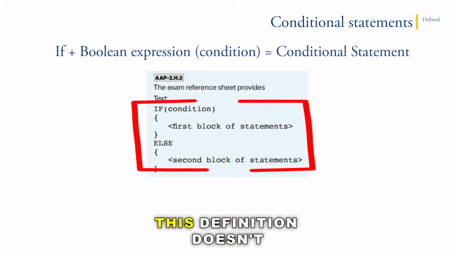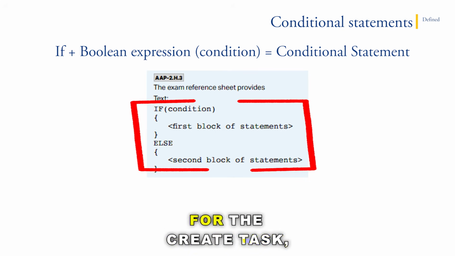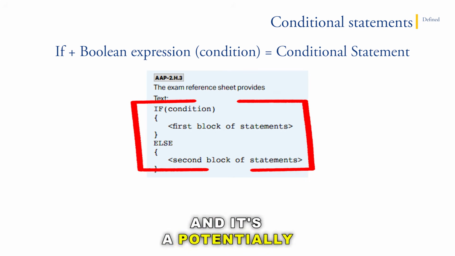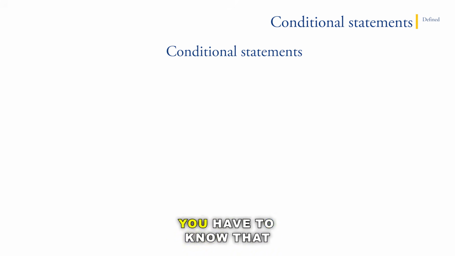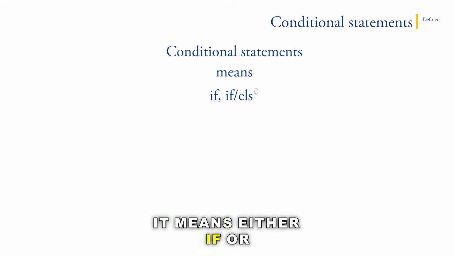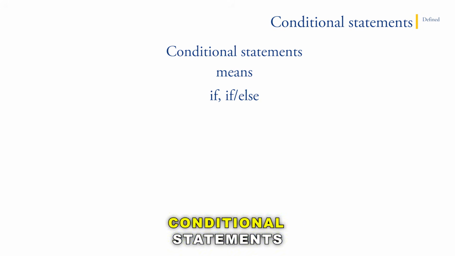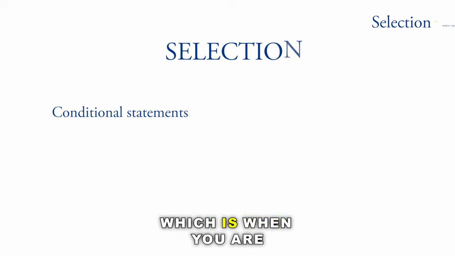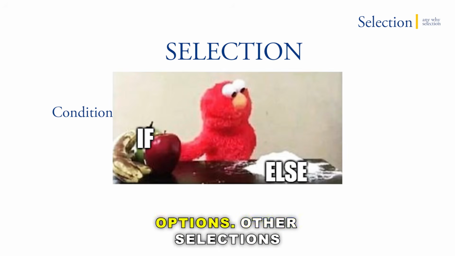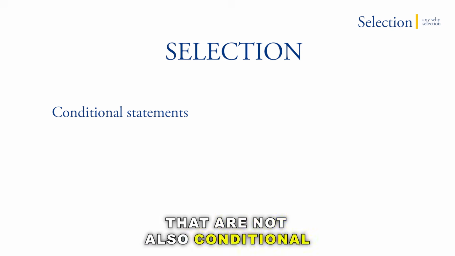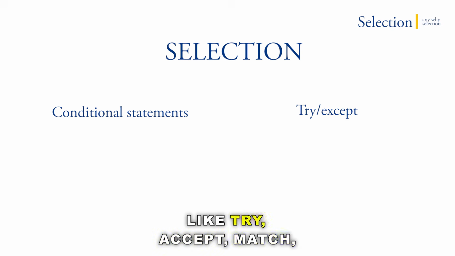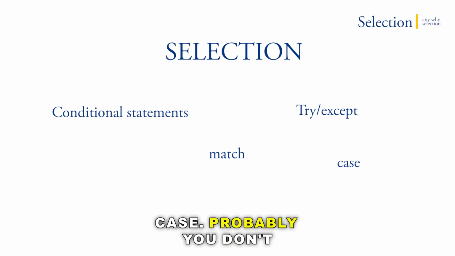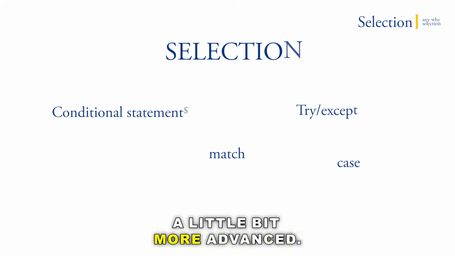Conditional statement. This definition doesn't come up too much except for the create task, and there's a potentially mega important thing there. If you see the words conditional statement, you have to know that it means either if or an if-else. Conditional statements like if-else are a subclass of selection, which is when you are selecting between different options. Other selections that are not also conditional statements include things like try, except, match, case. Probably you don't know about these already. They're not in every single language, and they're a little bit more advanced.